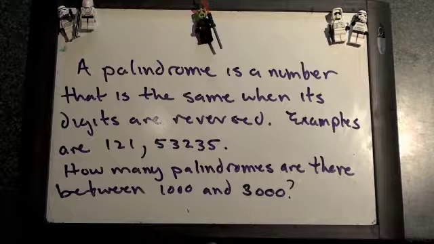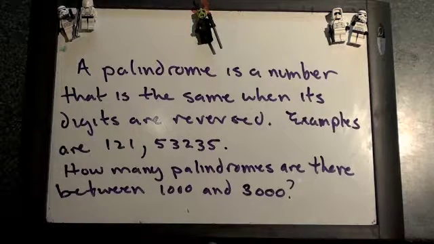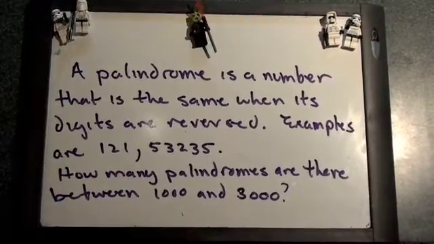A palindrome is a number that is the same when its digits are reversed. Examples are 121 and 53,235. Okay? How many palindromes are there between 1,000 and 3,000? Yeah, that looks like sort of like a 1010. Well, it's 1,000. Hopefully that shows up on the screen.